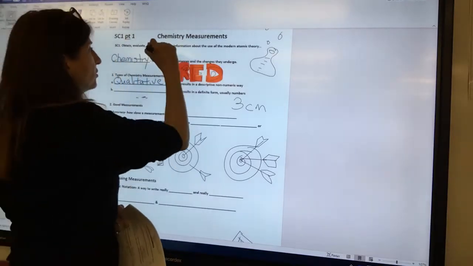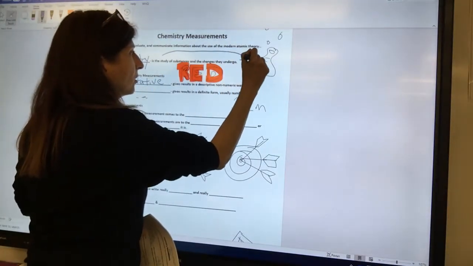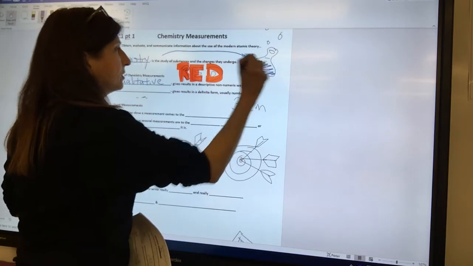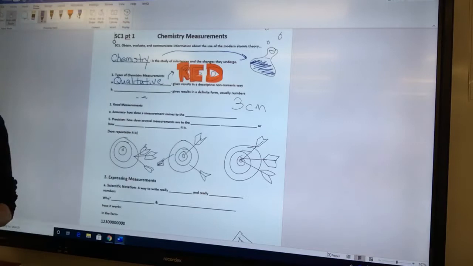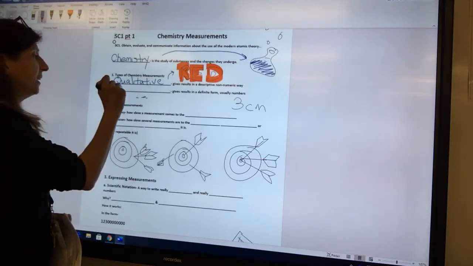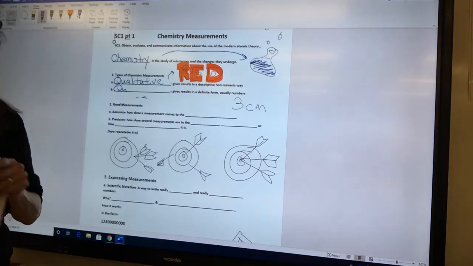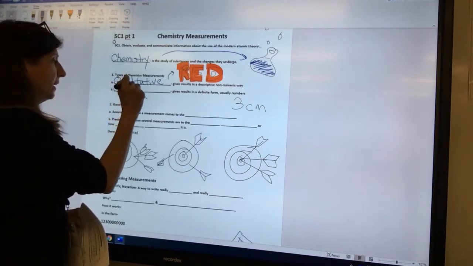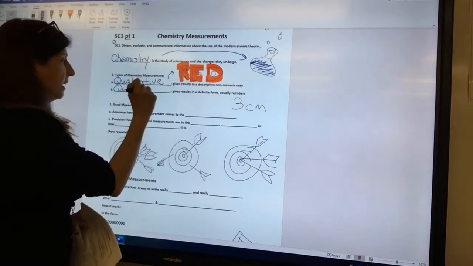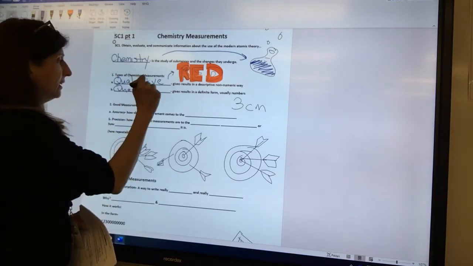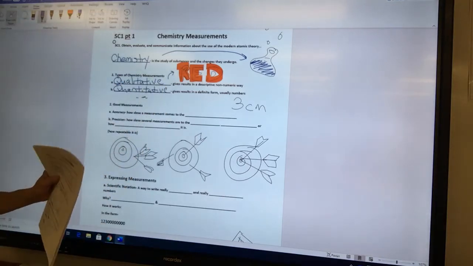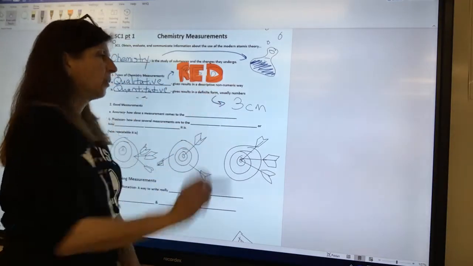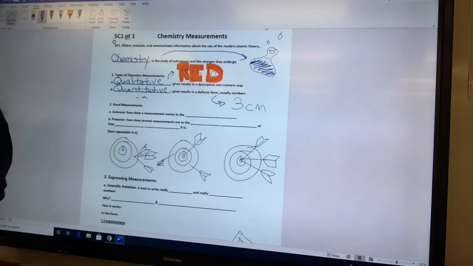And so chemistry, that's our chemical right there. This is what you think of with chemistry. Qualitative would be like saying that something is red. It'd just be a description of it. The other one is quantitative. A quantity is how many. It gives the result in a definite form, usually a number, like 3 centimeters. So draw a line to that.